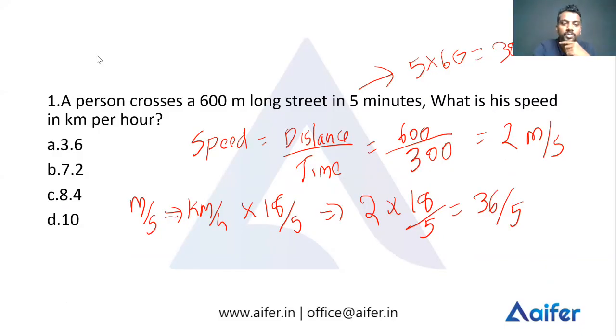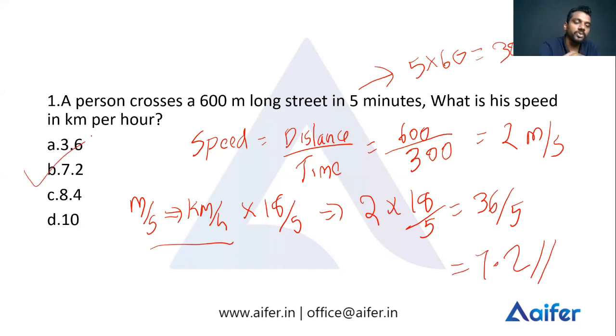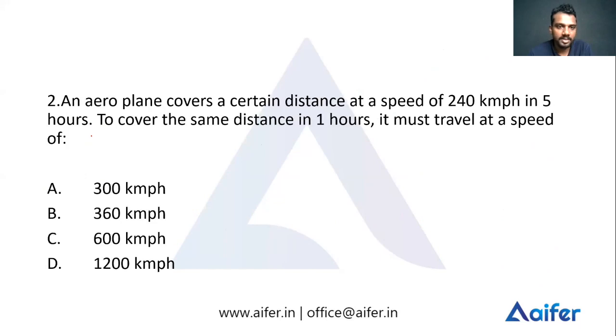So we know to convert meter per second to kilometer per hour, we want to multiply by 18 by 5. So 2 into 18 by 5, we get 36 by 5. So we have the answer as 7.2 kilometer per hour. So for this particular question, we have 7.2 kilometer per hour as the correct answer.